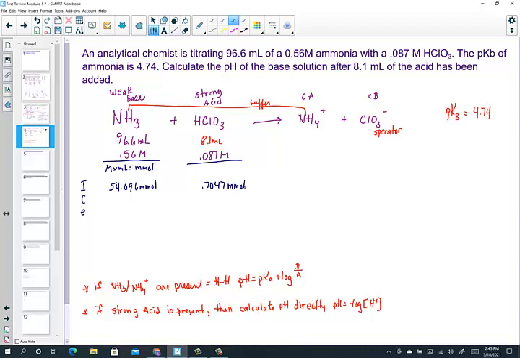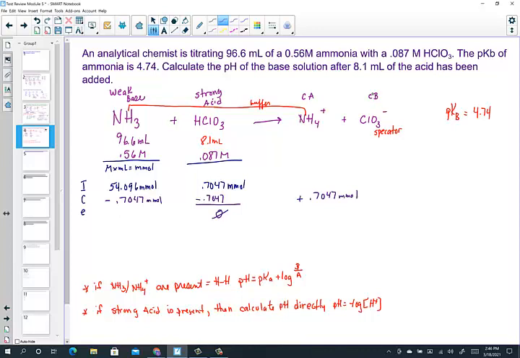So what's the limiting reagent and what's the excess reagent in this calculation? Well, it's very clear to see. The smallest number is going to be 0.7047. So the strong acid has been completely consumed. Along the way, it also consumed 0.7047 millimoles of ammonia, and it formed 0.7047 millimoles of the conjugate acid, ammonium.